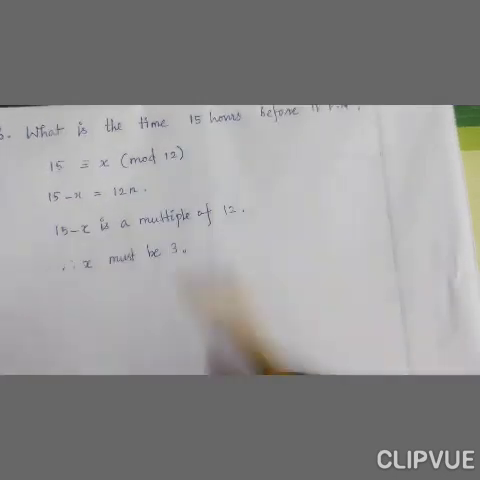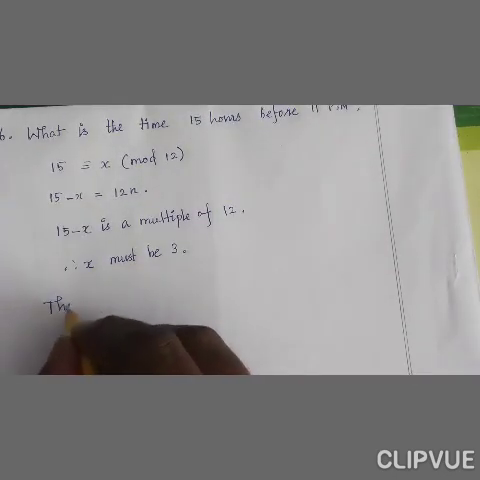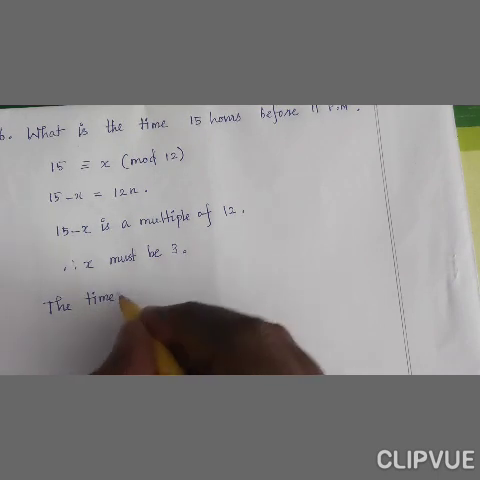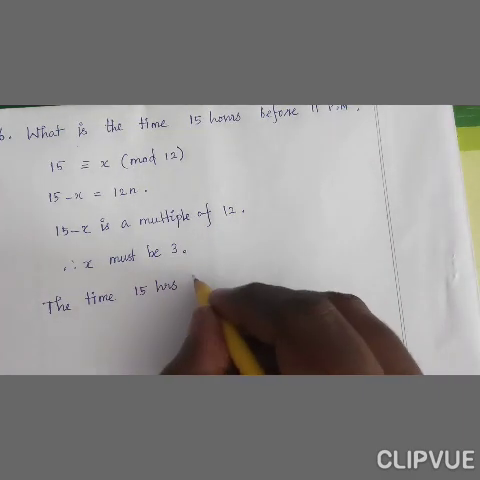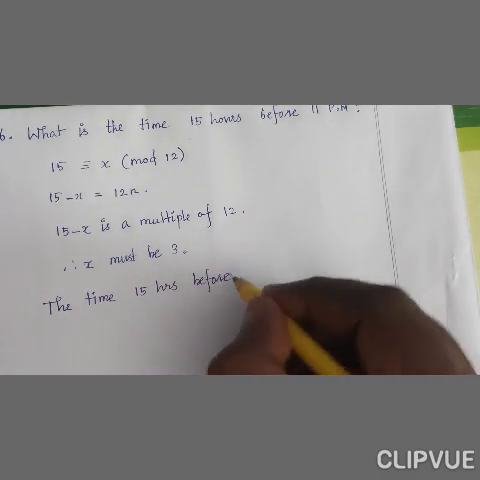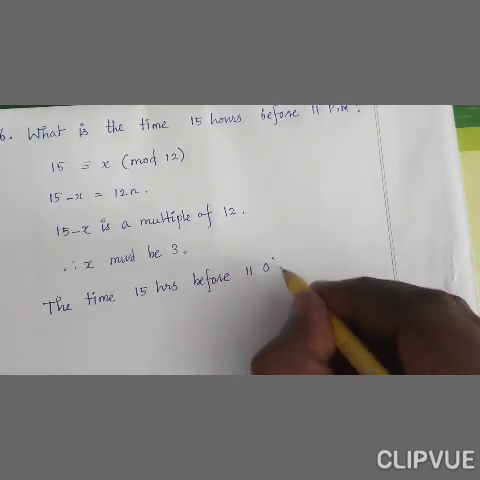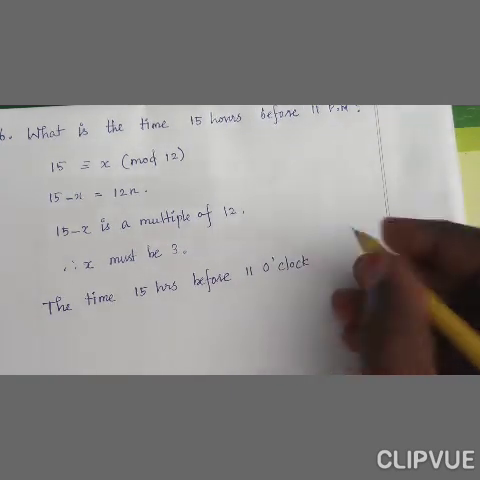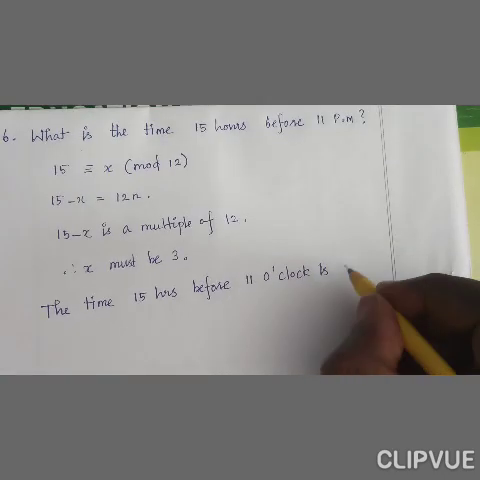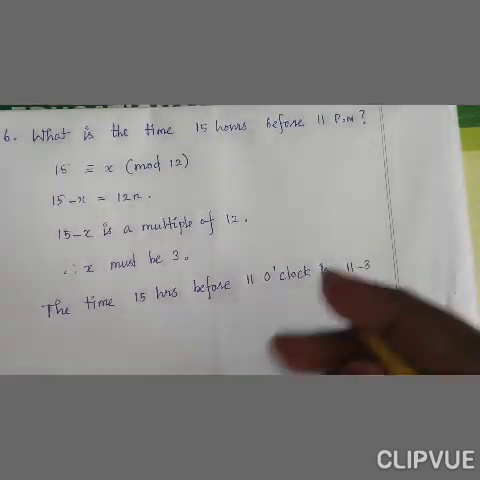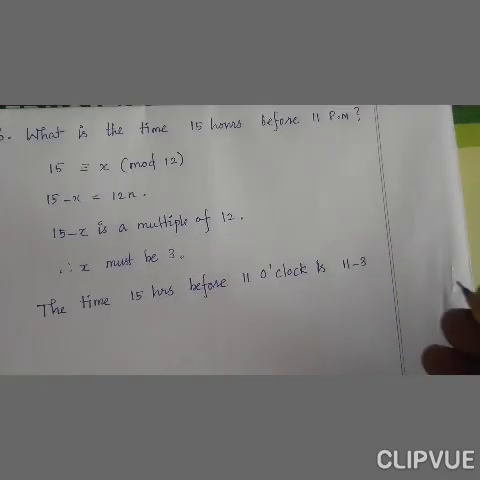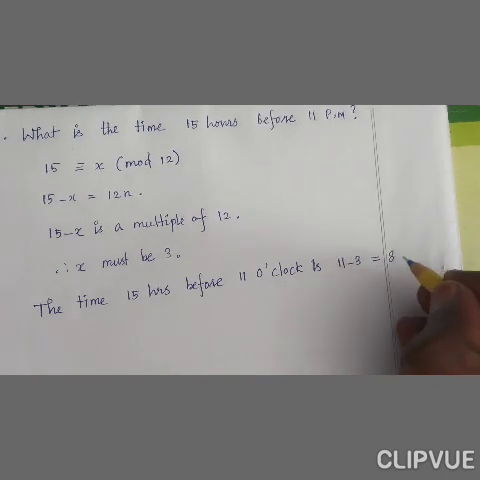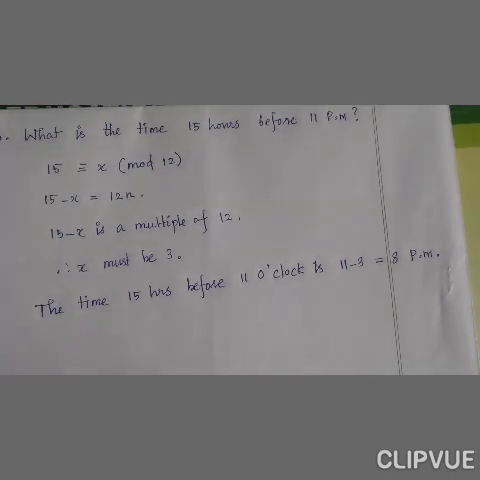That's why, the time 15 hours before 11 o'clock is 11 minus 3. In the previous problem we added because it was after; here it is before, so we want to subtract. So, 11 minus 3 is equal to 8 p.m. I hope you understand this.